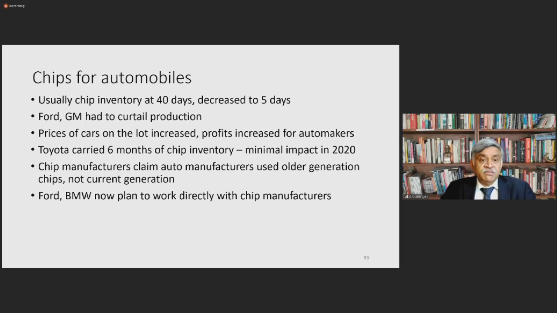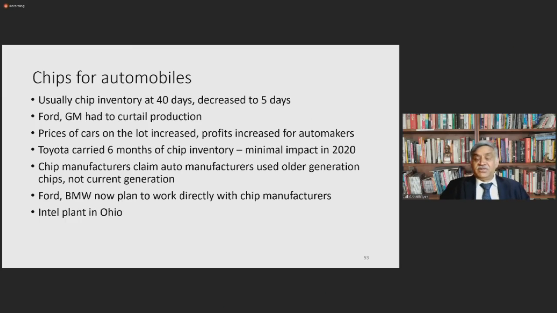In the new system, Ford, BMW, et cetera, have decided to work directly with chip manufacturers. And of course, chip manufacturers love it, where they can work directly with OEMs. Those of you who recall that there's now an Intel plant announced in Ohio, you say, why is Intel in Ohio?